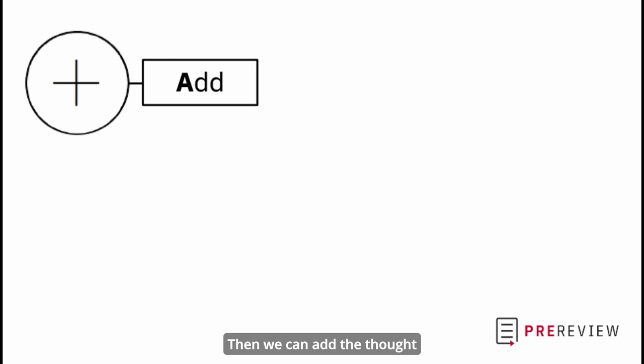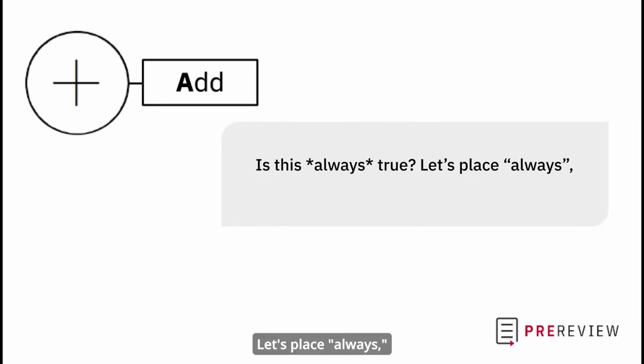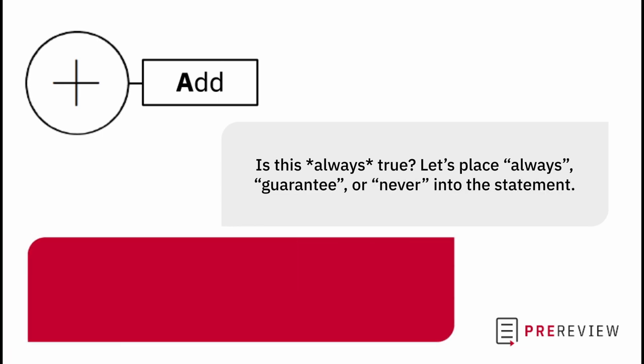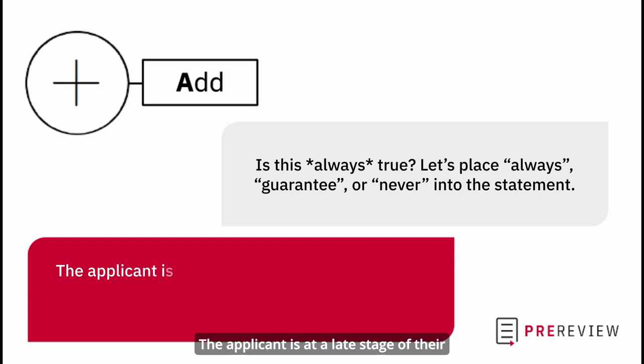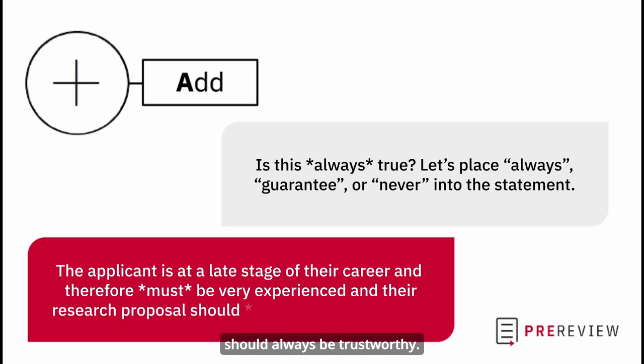Then we can add the thought by asking, is this always true? Let's place always, guarantee, or never into the statement. Let's try it. The applicant is at a late stage of their career and therefore must be very experienced, and the research proposal should always be trustworthy. How does this sit with you? In most cases, making the statement so black and white will make us reflect.